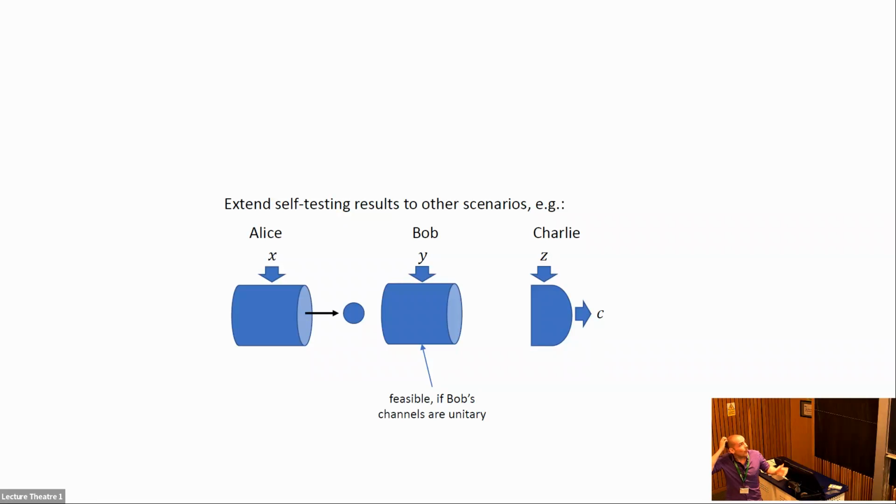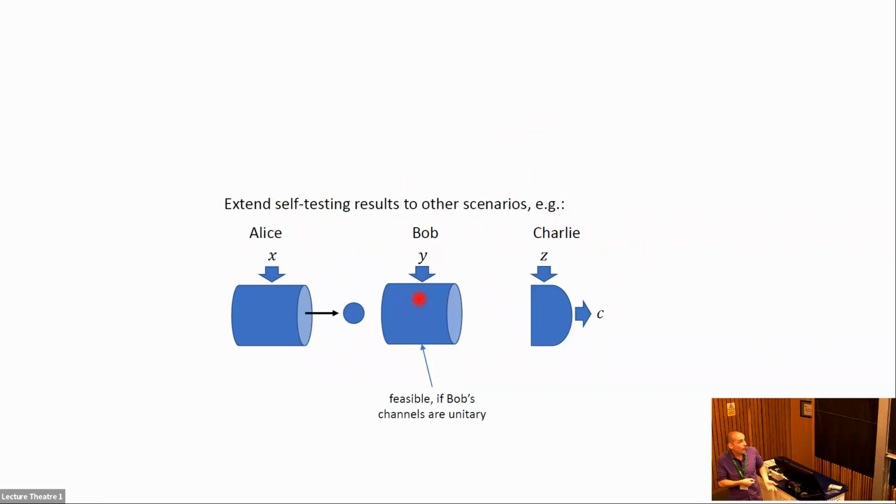Another question is how to extend these ideas to other scenarios. There's a scenario where you can extend these ideas easily. We have 3 parties: Alice, Bob, and Charlie. Alice prepares, Charlie measures, and Bob transforms. He conducts some channel here. In the particular case that this channel is unitary, then I can show you how to self-test it using exactly these ideas, because essentially it's a problem of state estimation, right? The moment that this channel introduces some noise, it becomes problematic.